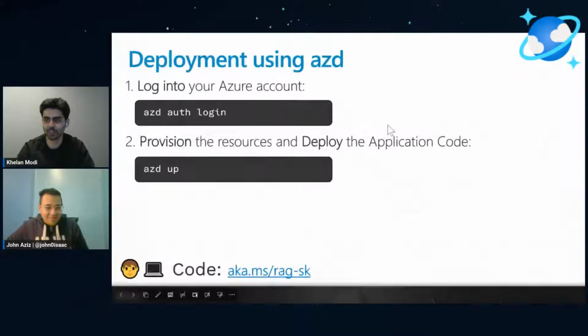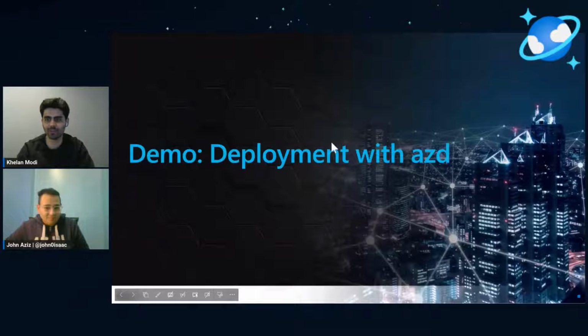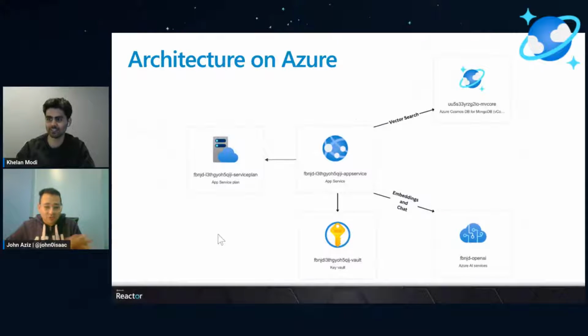Cool. Do you want to talk about the architecture of how the thing works behind the scenes? Yeah, sure. This is all of the resources that will get created. It's going to create an Azure Cosmos DB for MongoDB vCore for us, an Azure OpenAI resource, a key vault, an app service, and an app service plan. And this is the full website with everything. We just sit and relax, and it's doing stuff for us.